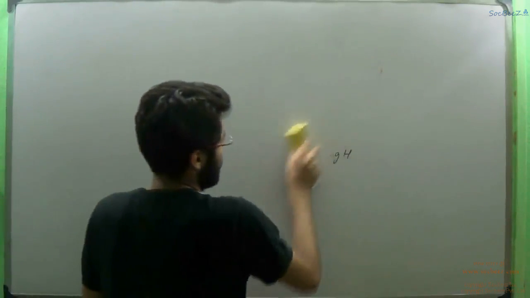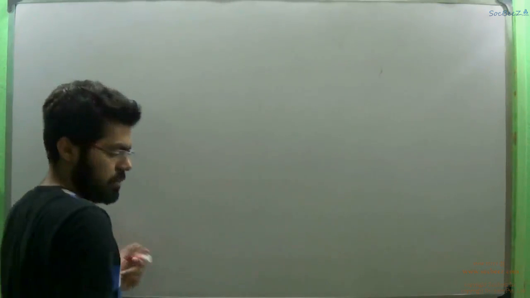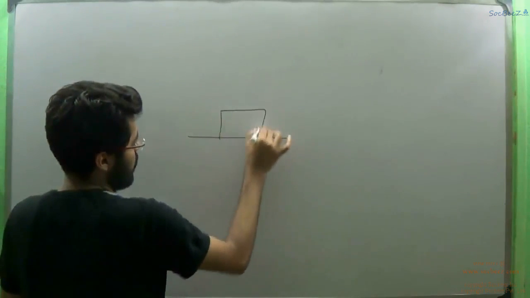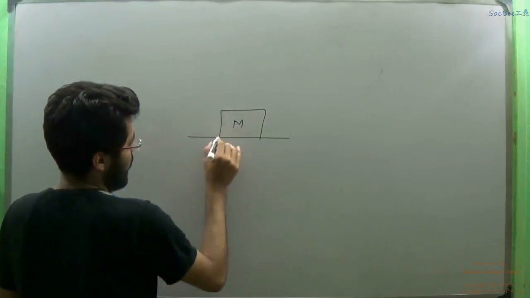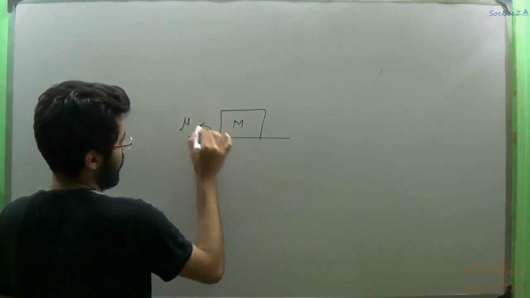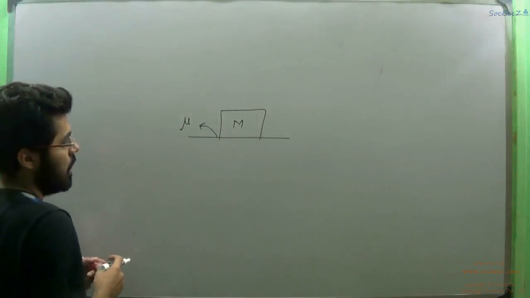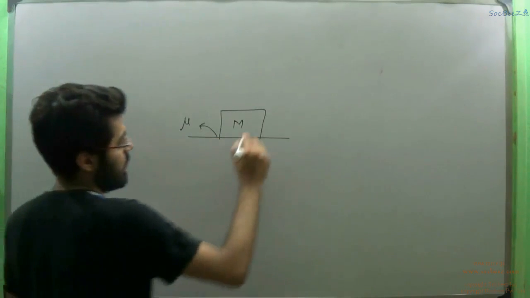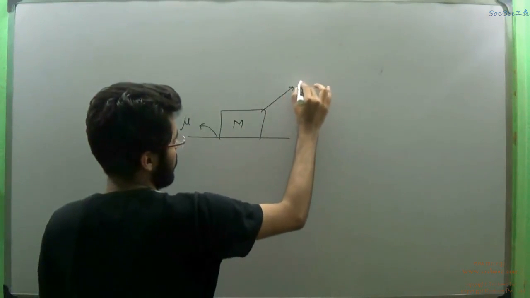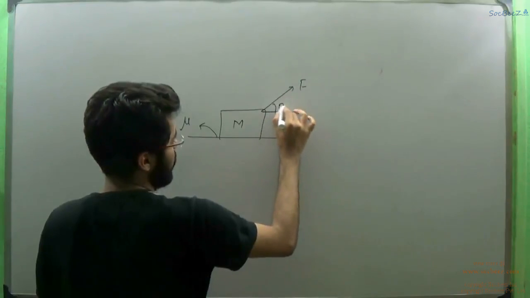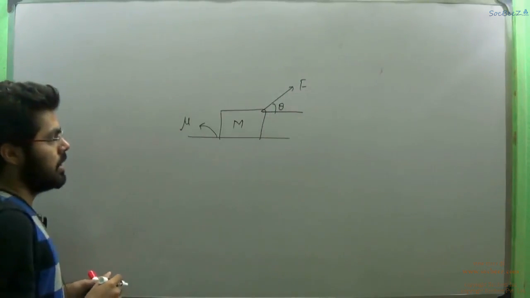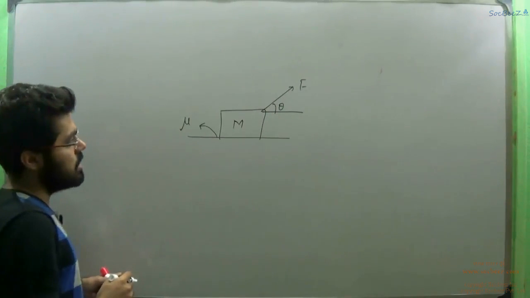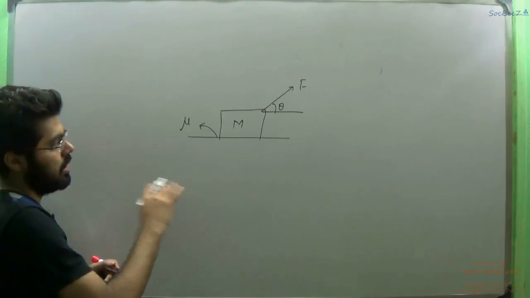Now we'll do another good but simple problem also. This is a block of mass m, and the coefficient of friction between the block and track is mu. Suppose a force F is acting at an angle theta with the horizontal, and this force is ensuring that the block is moving at a constant speed on this track.